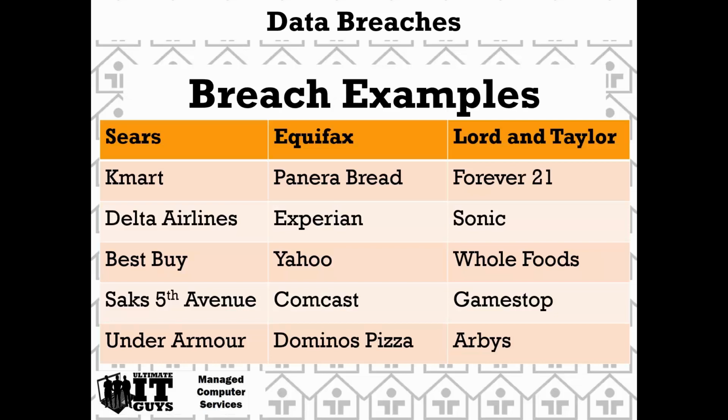Now, let's talk about some of these data breaches that happen. These are some of the companies that have lost their customers' information, and it's now out on the dark web, and these bad guys are using it to target people. Places that have had these data breaches include Sears, Kmart, Delta Airlines, Best Buy, Equifax, Panera Bread, Yahoo, Domino's Pizza. The list just goes on, and there are many more than what I have listed here on this graphic.